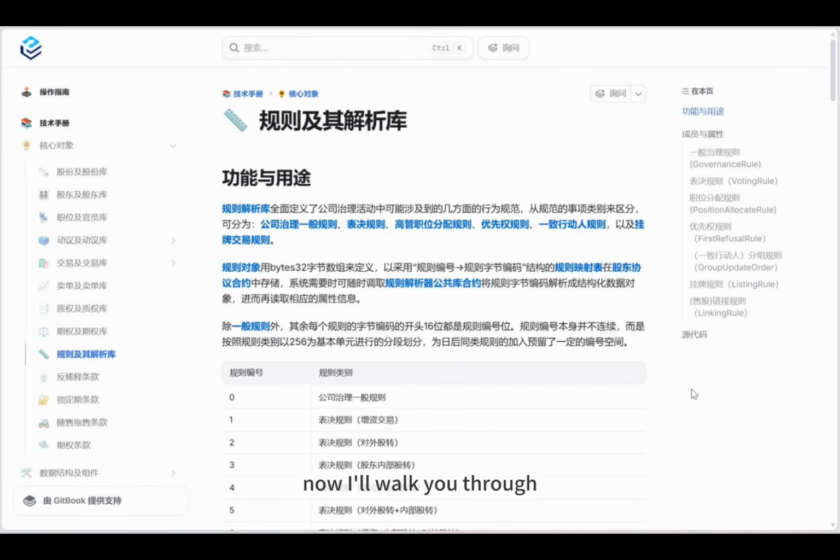Hello, everyone! Now, I'll walk you through the commercial and legal meaning of voting rules in a shareholders agreement, as well as how to set them up. In the shareholders agreement we've designed, all rule objects are defined as 256-bit byte 32 arrays. The system uses a mapping table where the rule number serves as the key and the rule bytecode serves as the value. At runtime, the administrator agreement retrieves the specific rule from this mapping table and calls the system's rule parser, a public contract, to parse the 256-bit byte array back into a structured data object.